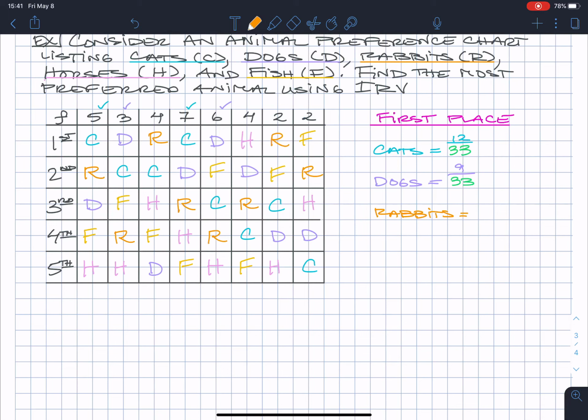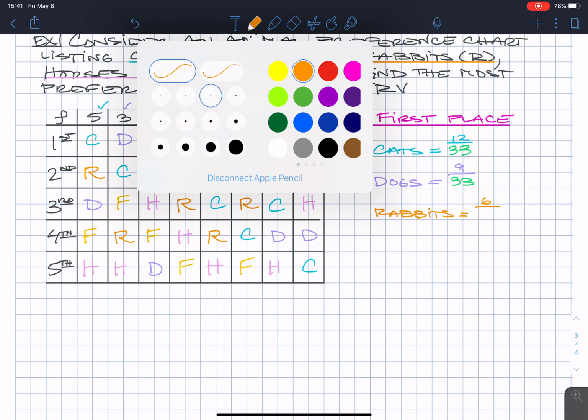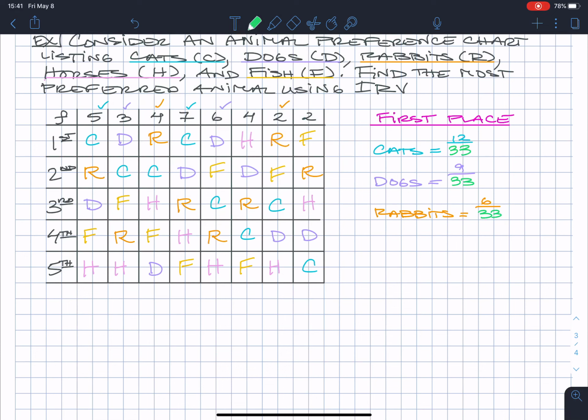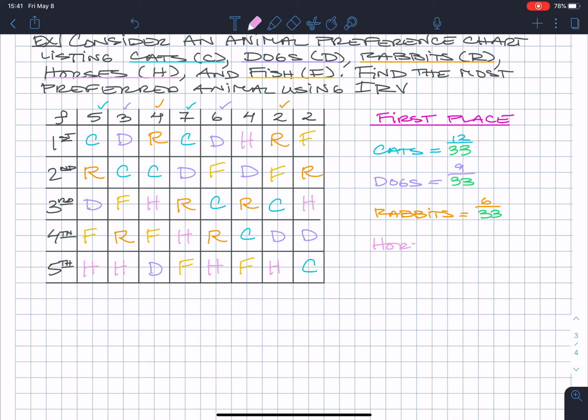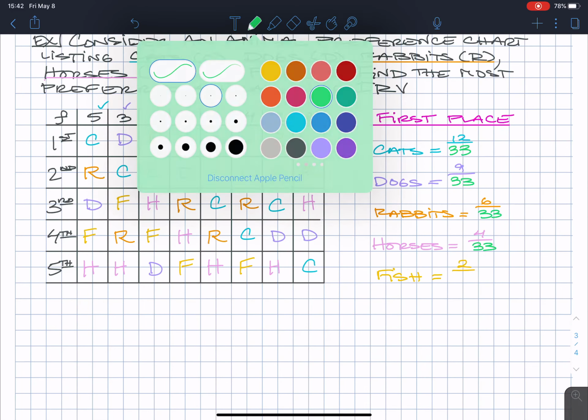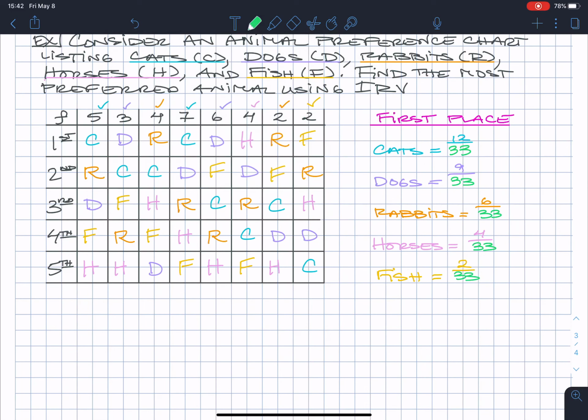So the frequency of rabbits is 4 plus 2 is 6 out of 33. And then horses was pink. So horses, that's going to be 4 out of 33. And last but not least, we had fish. And that was simply 2 out of 33. So the least popular first place vote is fish.